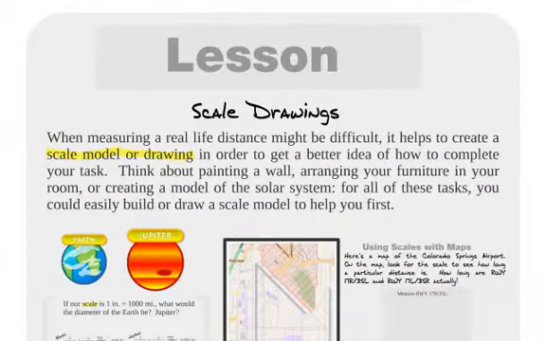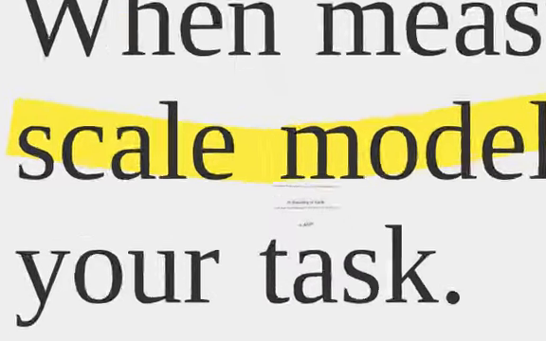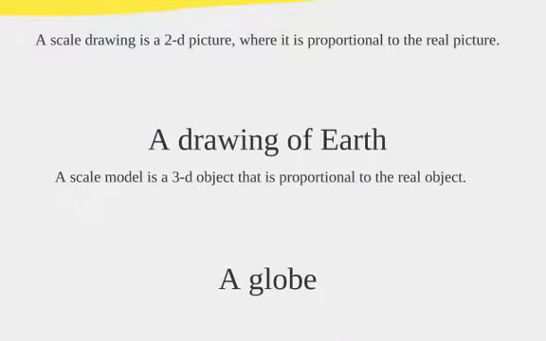Well, when we use real life examples, we use what's called a scale model or drawing. Now, a model is something that's 3D, and a drawing is something that's 2D. So let's make sure you have these down. A scale drawing is a 2D picture, so for example, a drawing of Earth where everything is proportional to the real life item or object. Whereas a scale model is a 3D object that's proportional to the real object.